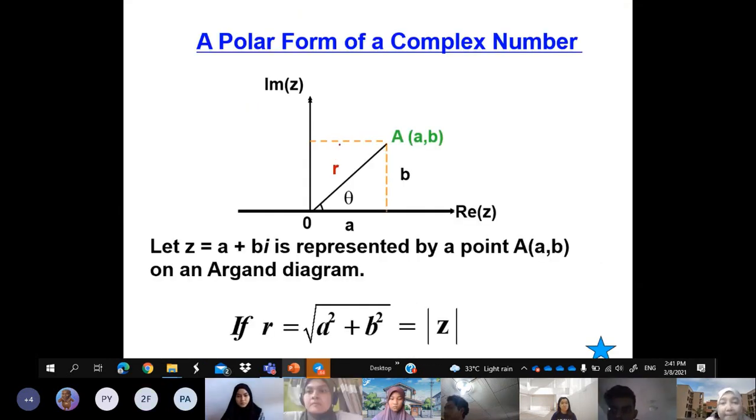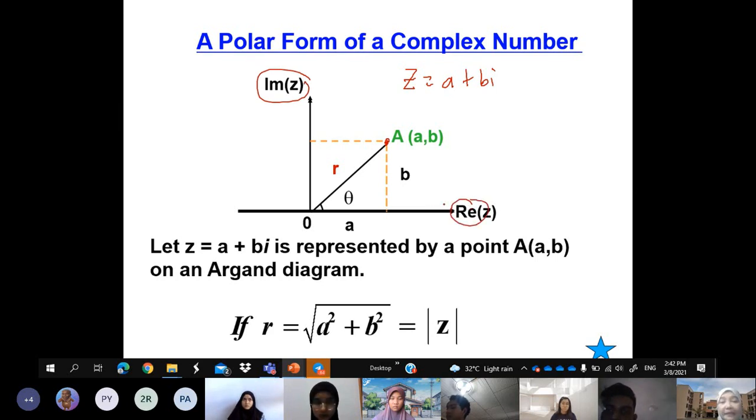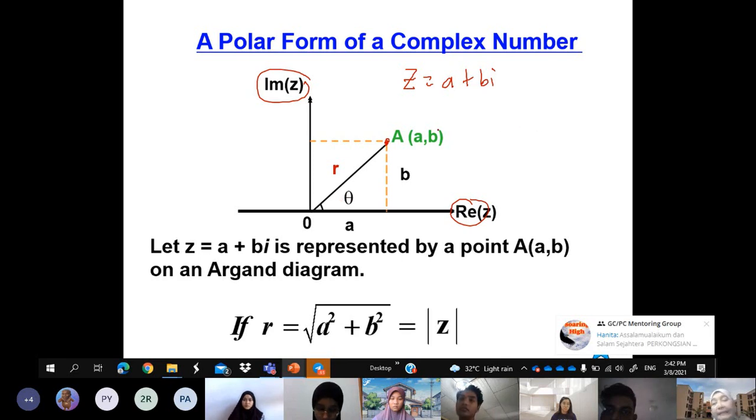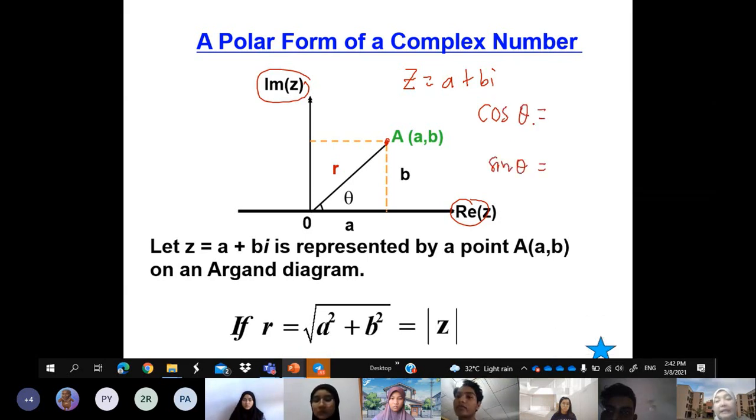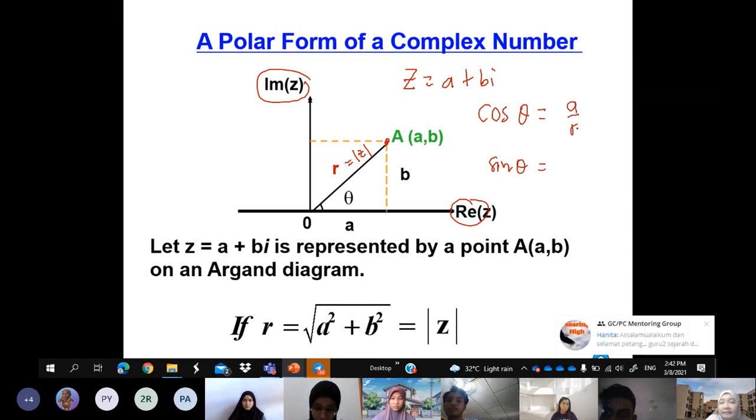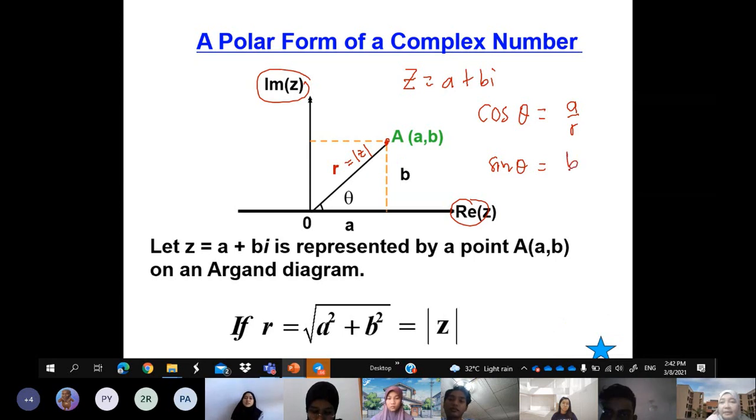Argand diagram, point A, B. So z is equal to a plus bi, coordinate a, b. The imaginary is the y-axis, the real number is the x-axis, and the origin. Now theta: if you remember the trigo, cos theta, sin theta. This is r, or modulus of z. Recall cos theta is adjacent over hypotenuse, so a over r. Sin theta is opposite over hypotenuse, so b over r.